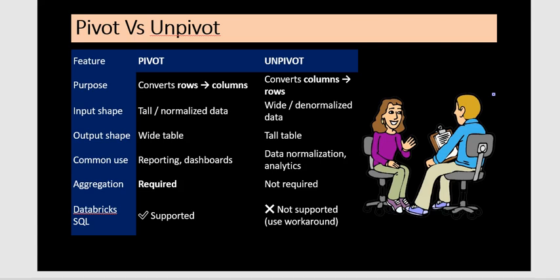Pivot converts rows into columns. Unpivot converts columns into rows. Pivot is tall, normalized data. Unpivot is wide, denormalized data.